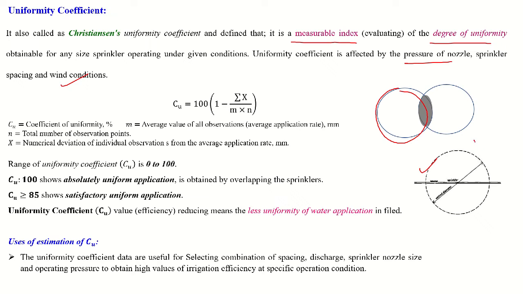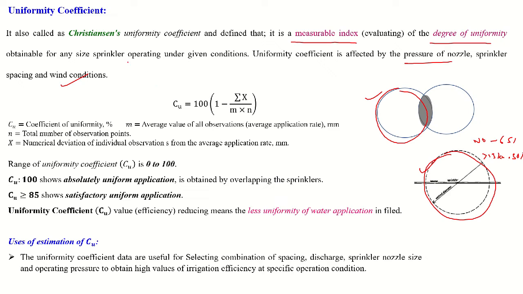As I told you, in no wind condition the maximum diameter is 65%, and when the wind condition is more than 30 km per hour, in this condition the diameter is only 30%. So this diameter will reduce, and uneven distribution is possible. So here in less wind condition, a good uniform distribution degree will be possible.